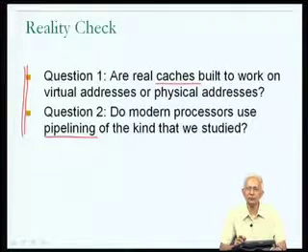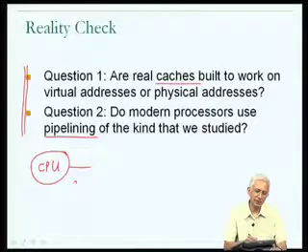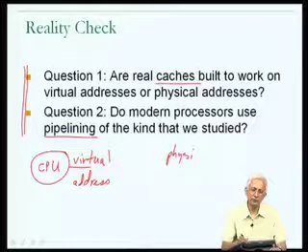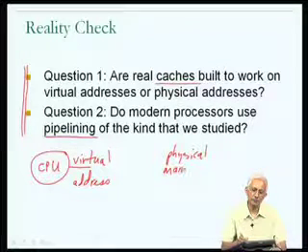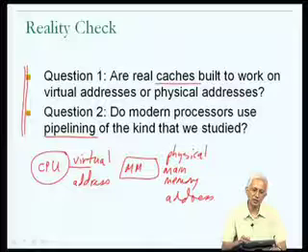Okay, now the first relates to caches, and the question is, are caches really built to work on virtual addresses, or are they built to work on physical addresses? And let me just remind you what we mean by physical addresses and virtual addresses. You recall that the processor generates an address, and typically we understood that the addresses were virtual addresses and that the address had to undergo translation to generate an actual physical or main memory address. And this translation was done by a piece of hardware which we call the memory management unit.